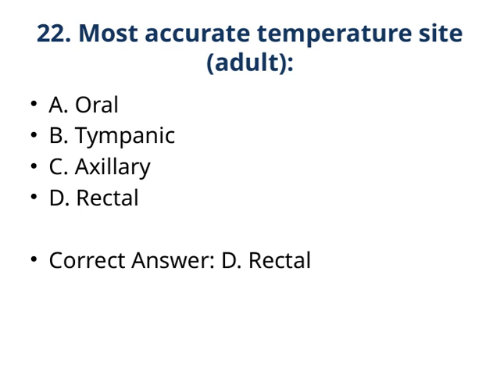Now, the key point here is that among all these sites, the most accurate temperature measurement for adults is actually the rectal route. This is because it provides the closest reflection of the core body temperature, which is essential for accurate assessment. While other methods are convenient and useful in different situations, the rectal temperature tends to be the most reliable, especially when precise readings are needed. So, in summary, although you might see various methods used in practice, remember that the rectal site offers the most accurate temperature measurement in adults, and that's why it's often considered the gold standard in clinical settings.